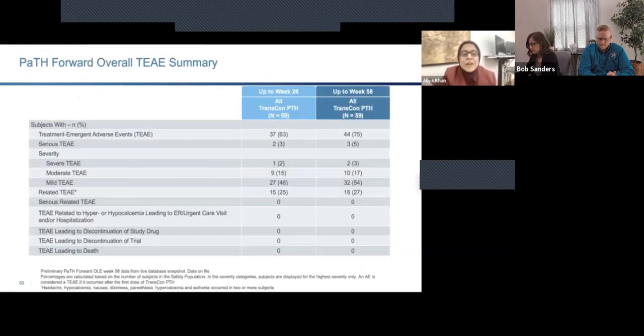And what about side effects? Were people having to drop out of the trial because of side effects? Well, the drug itself did not cause any serious treatment-related adverse events. There were none. No patient stopped the study because of the side effects of the drug, and there were no deaths, but nobody had any treatment-related adverse events.